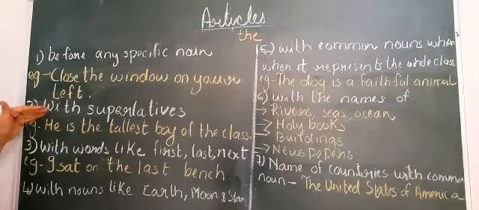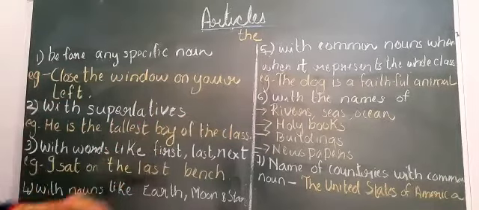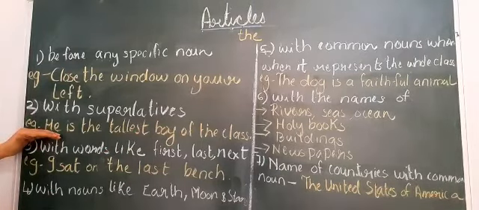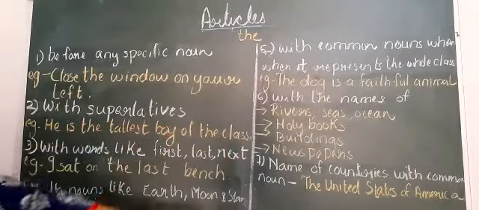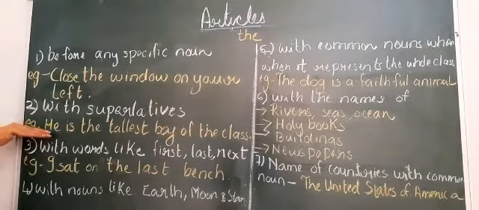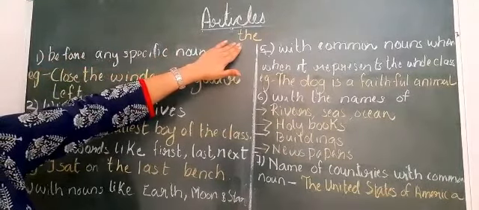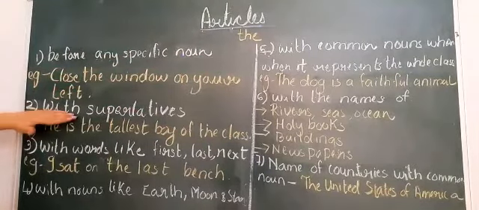It is also used with superlatives like the tallest, the youngest. Here is the example sentence: He is the tallest boy of the class. So here the tallest boy, the shortest. With the word superlative we use the article "the". We use the article "the" before any specific noun or with superlatives.